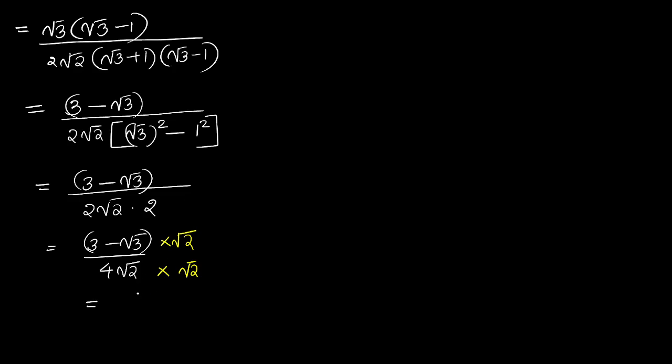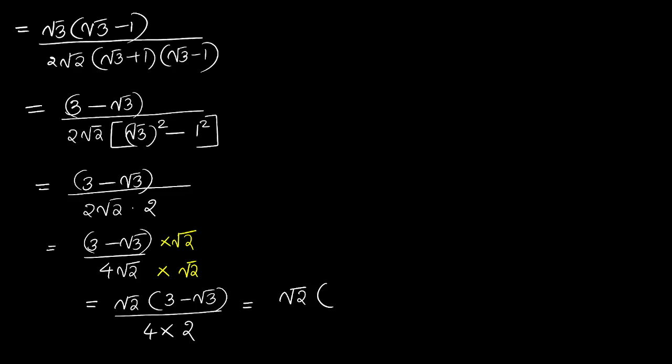Numerator can have square root. It is not a problem. Root 2 into 3 minus root 3, right? Numerator can have square root, but we don't want square root in the denominator. 4 into root 2 into root 2, correct? Root 2 into root 2 will be 2. You can stop there. Okay, the rationalization is done.